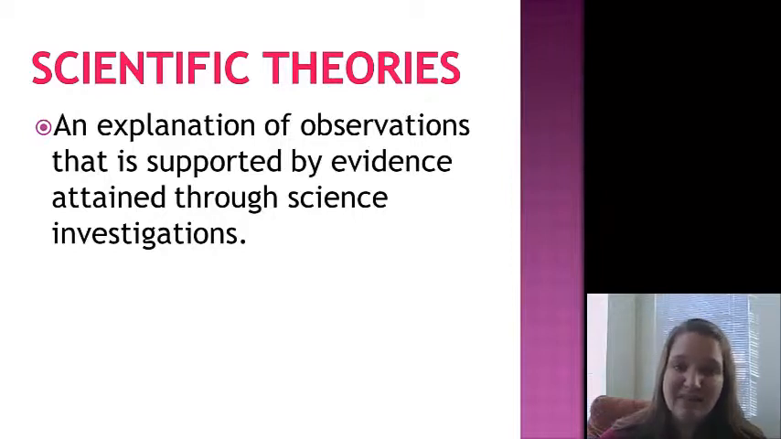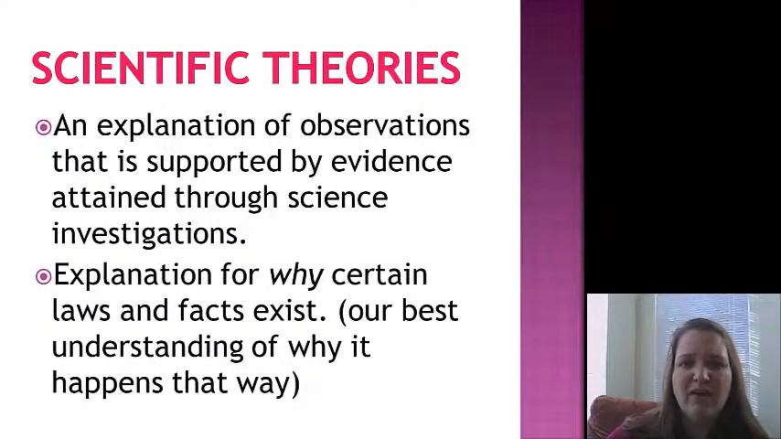This means that science investigations and science experiments have been done over and over again, and these explanations, aka theories, still are considered true. So in science, we consider a scientific theory something that's basically true because it's been tested so many times and it's supported by all those tests or experiments and investigations. We can also think of scientific theories as an explanation for why certain laws and facts exist. Basically, it's our best understanding of why things happen the way that they do.